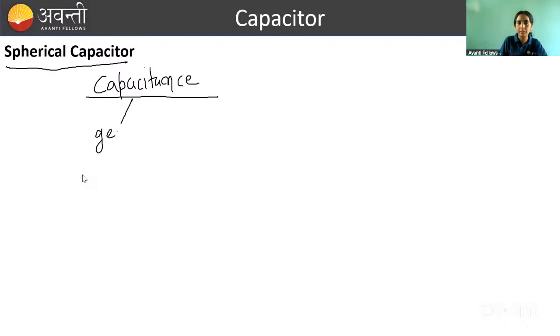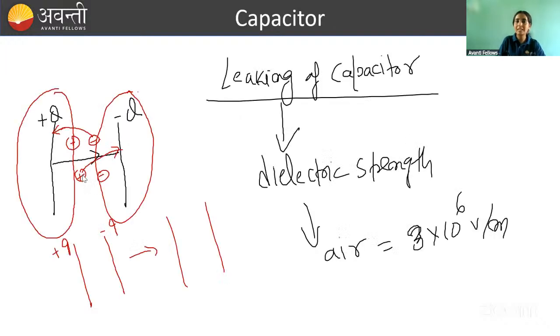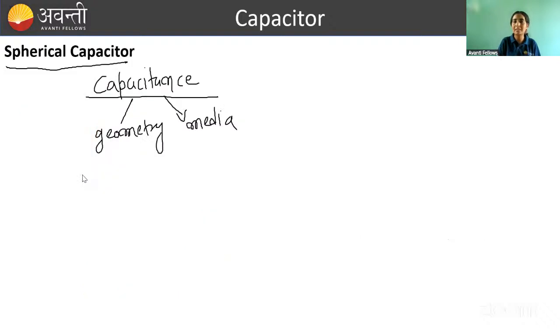One is geometry, and another is your media. मीडिया पे कैपेसिटेंस डिपेंड कर रहा है। अभी अभी हमने देखा मीडिया का डायलेक्ट्रिक स्ट्रेंथ जितना स्ट्रांग होगा, that amount of charge or more amount of charge we will be able to store. If media has low dielectric strength, it means we will be able to store less amount of charge. So definitely capacity of conductor will depend on what is the media in between the plates. So it will depend on media, and second is geometry.